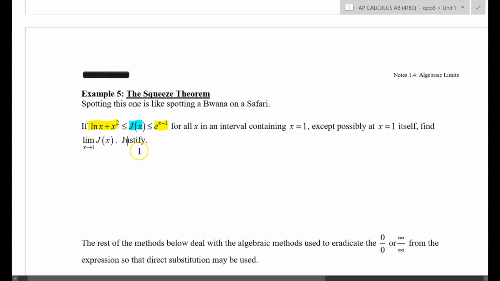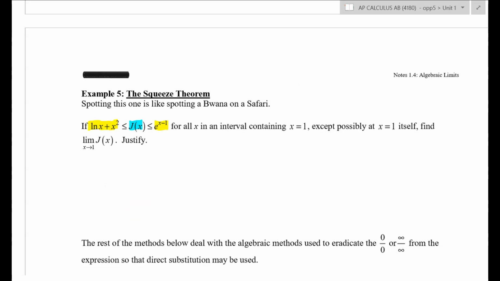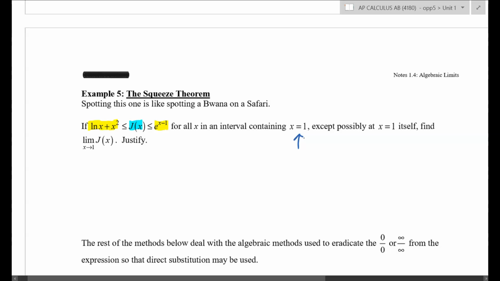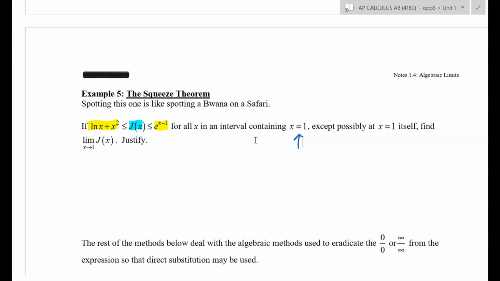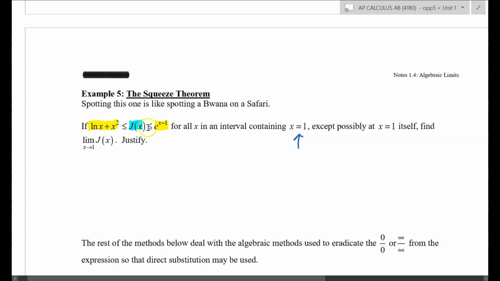And it says that this function, for all x within this interval containing x equals 1, except possibly at x equals 1, find the limit of j of x. Okay, well, let's take a look at what we're going to do. You all agree I'm going to take the limit of each of these pieces at 1, all right? Is there anything to actually do like we did within the actual examples of the squeeze theorem? Within the actual examples, we tried to match the inside, and we did some manipulation of the entire thing, right? Here they just say there's some function j of x that's squeezed between here and here.